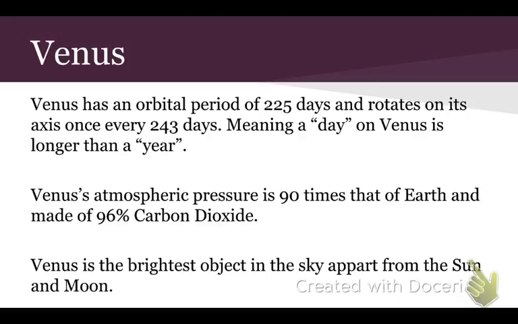Venus's atmospheric pressure is 90 times that of Earth, and its atmosphere is made out of 96% carbon dioxide. Venus is the brightest object in the sky, apart from the Sun and the Moon. So generally speaking, if you're going to see a planet from Earth, many times it is Venus.